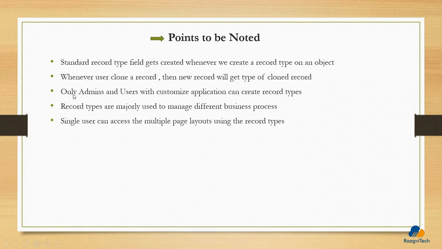The next point: only admins and users with customized applications can create record types. Record types are majorly used to manage different business processes. A single user can access multiple page layouts using record types. Like I'm a system administrator, so I have access to multiple page layouts in the accounts using record types on the same object.